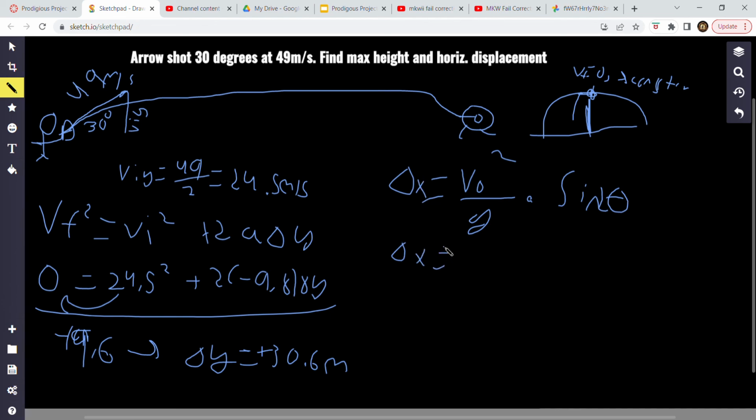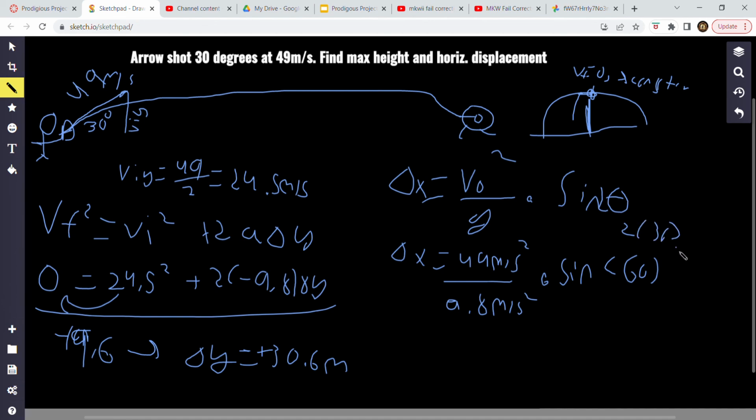is equal to 49 meters per second squared over 9.8. And then also the gravity in here is going to be positive. Squared times the sine of 60, because it's really just 2 times 30, which is going to give us 60.